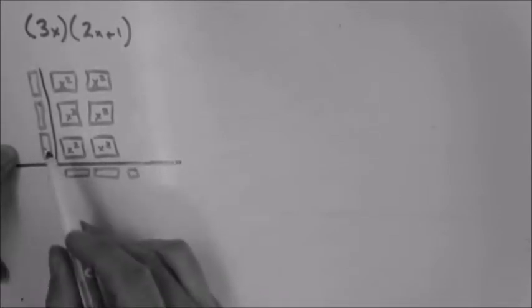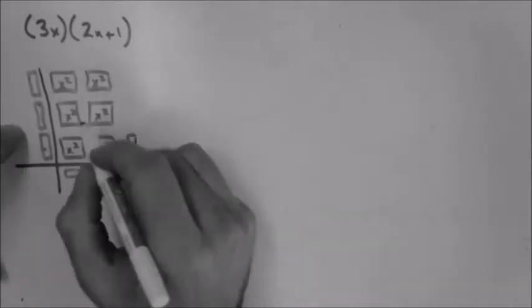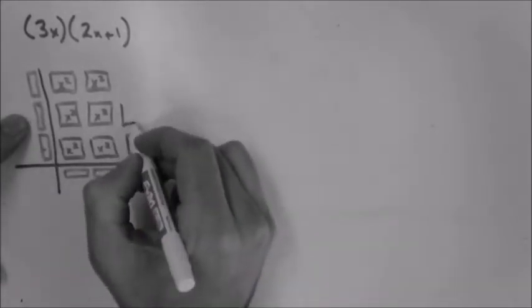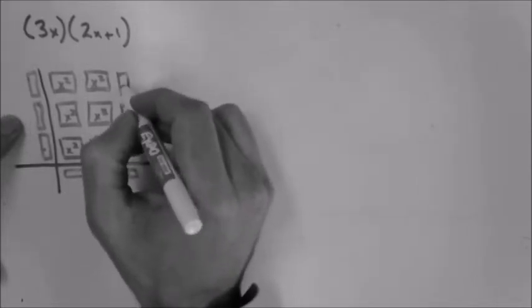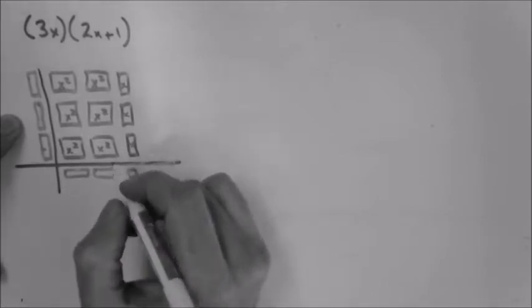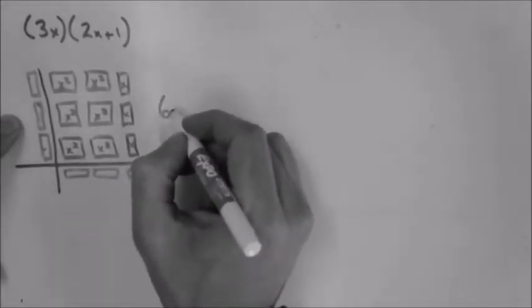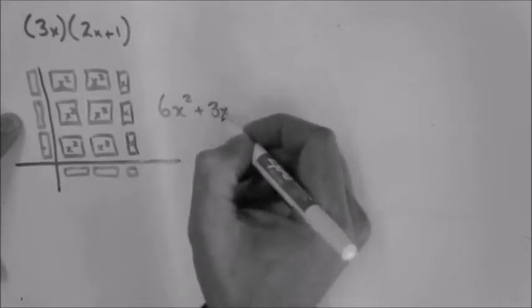Now what I have left is x times 1, which is 1x, so a bar. And then I have x times 1, which is 1x, and then I have x times 1. All of these are just x. So in orange, I have my product. I have 6x squared plus 3x.